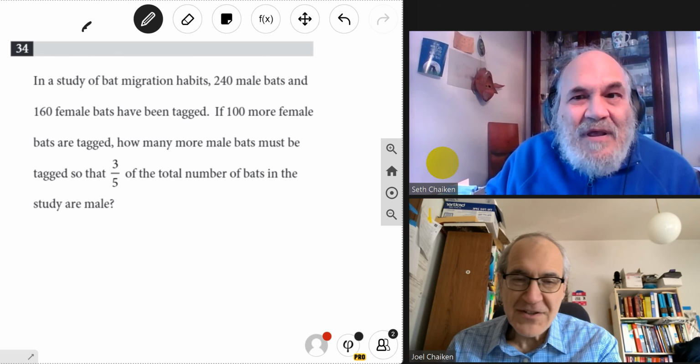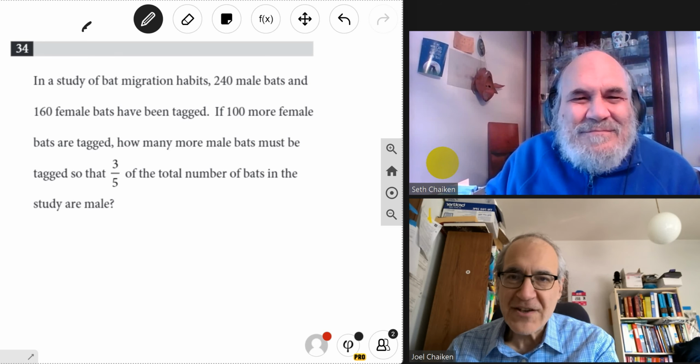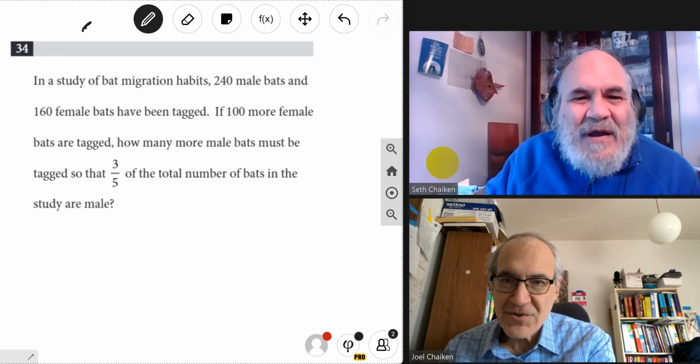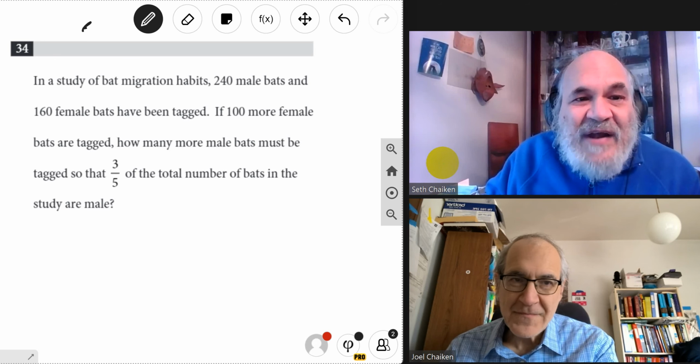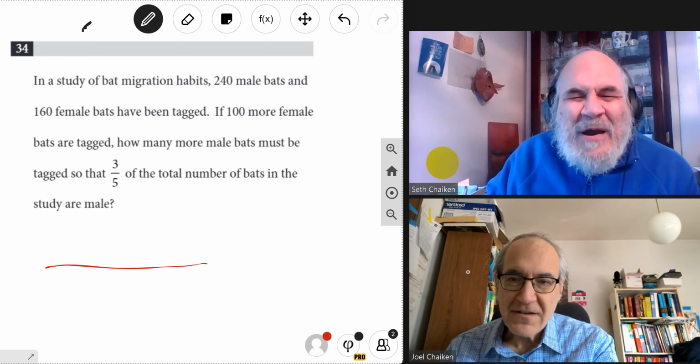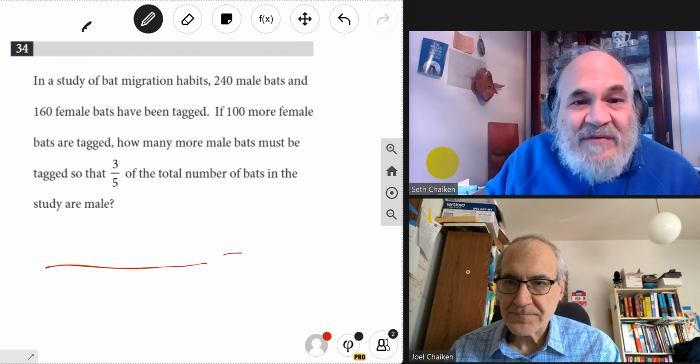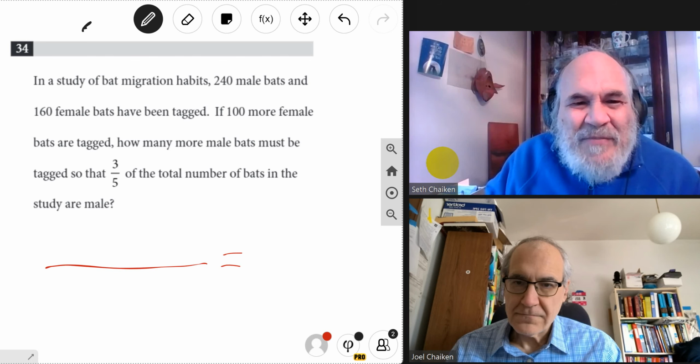Keeping track of the units in a ratio problem certainly helps. If you have 240 male bats, I would draw a fraction line. And then whatever this fraction is should be 3/5.